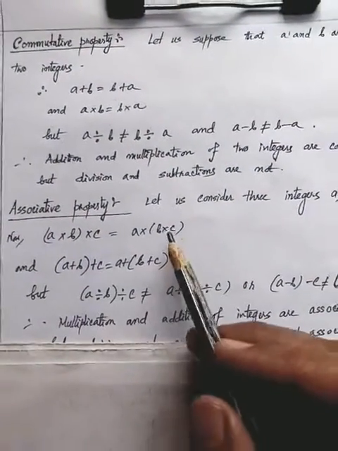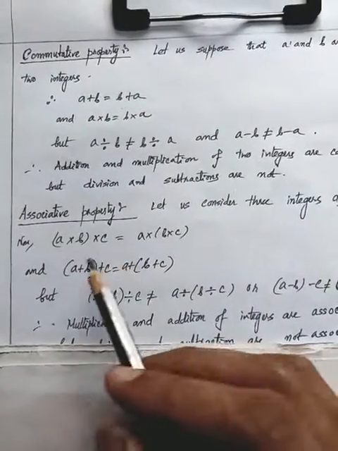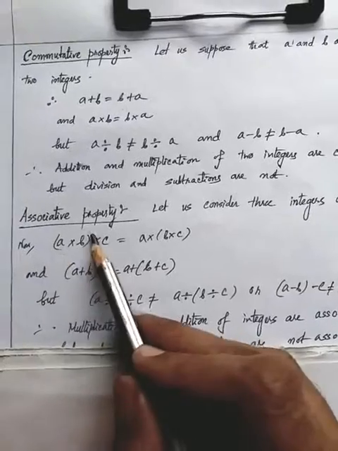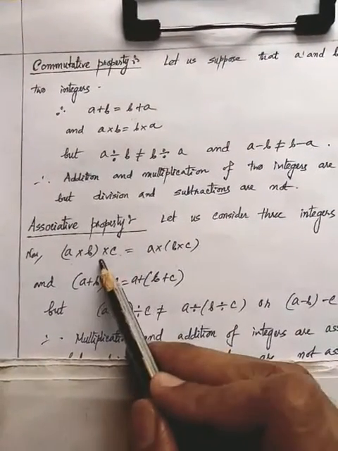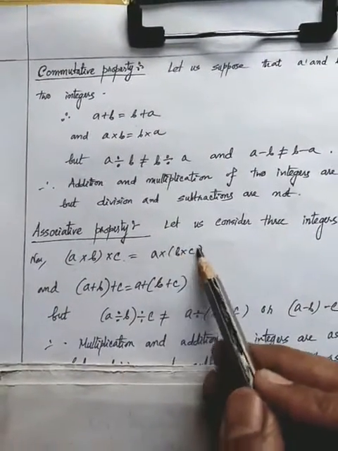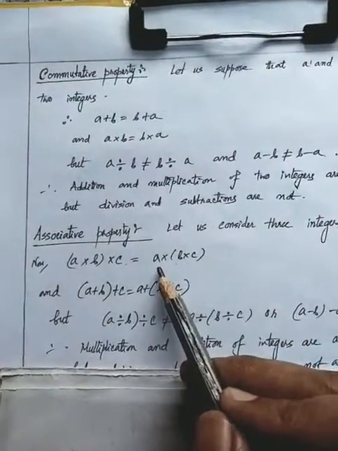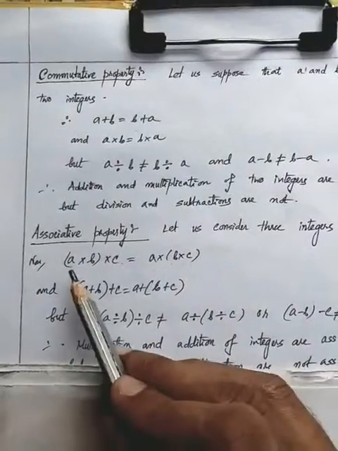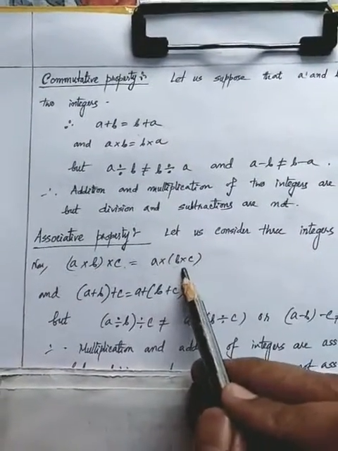Associative property, let us consider three integers a, b and c. As you can see, if you first form an association of a and b and then multiply c with it, the result that you will get, if you first form an association with b and c and then multiply a, then the same result will be obtained. So whether you are first multiplying a and b or b and c, it does not matter.